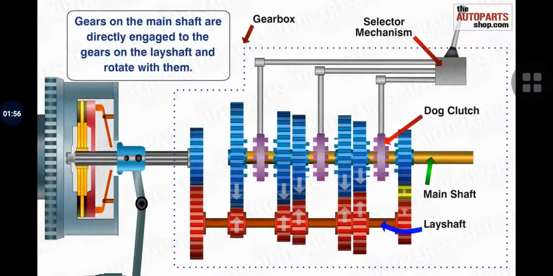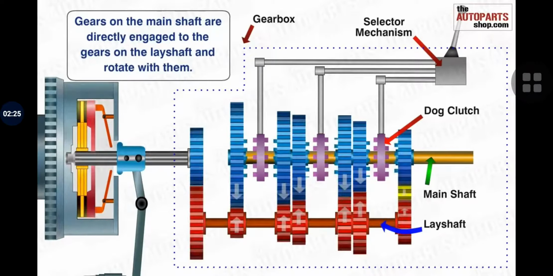In the gearbox system two shafts are available. One is the lay shaft, another one is the main shaft. Here the lay shaft is connected with the output of the clutch. So the clutch and the lay shaft are directly connected. Here the input shaft is the lay shaft only. From the lay shaft only the power is transmitting.